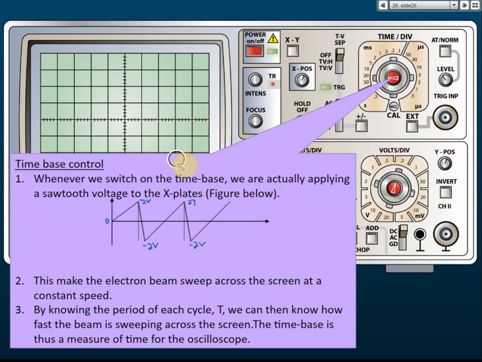The function of the time base is to move the cathode rays from left to right. It will move left to right, jump back, left to right, jump back, left to right, okay? So that is the function. This makes the electron beam sweep across the screen at a constant speed, okay?